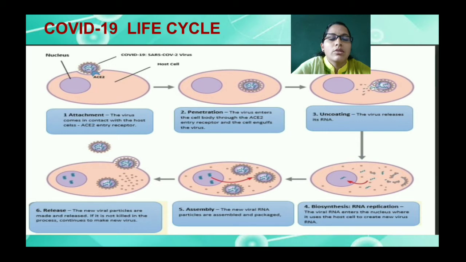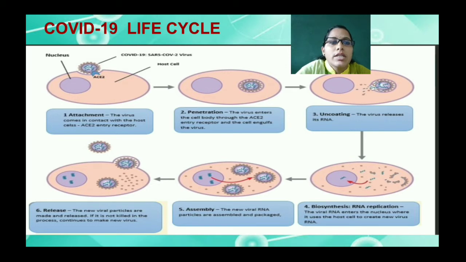So now you can understand why it is infecting directly the throat or the respiratory system and causes pneumonia, because this virus first attacks the ACE2 enzyme that is present at the lining of the lungs, intestines and heart. So it establishes a connection to the host cell. First, the virus comes in contact with the host cell's ACE2 entry receptor as given in the diagram. Then the second step is to penetrate. The virus enters the cell body through the ACE2 entry receptor, and the cell engulfs the virus.